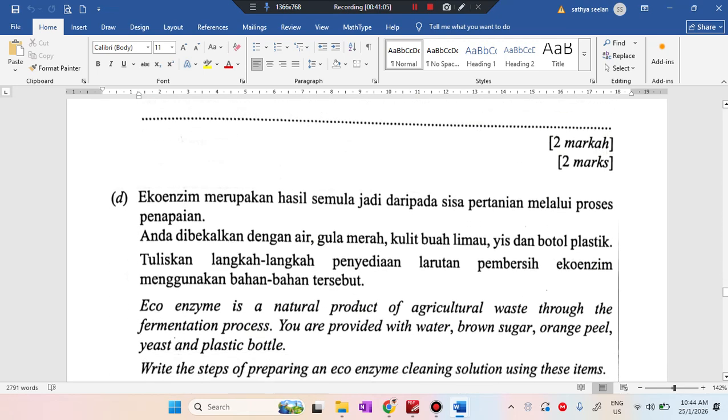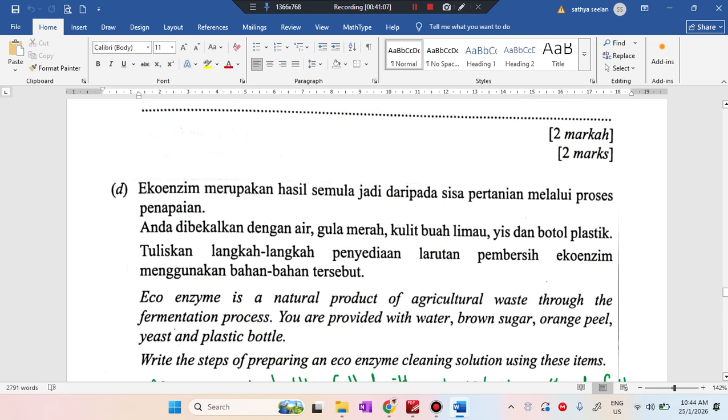Next, earlier we did compost, now we are going to do ecoenzyme. Ecoenzyme is a natural product of agriculture waste through the fermentation process. You are provided with water, brown sugar, orange peel, yeast and a plastic bottle. How to produce an ecoenzyme? Remember what is ecoenzyme, right? The solution compared to your chemical one. So how to prepare ecoenzyme?